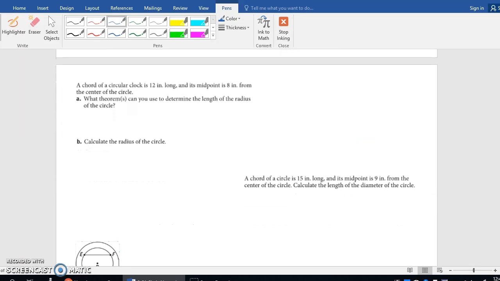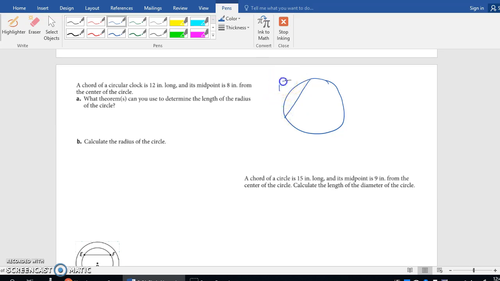So this first problem, a chord of a circular clock is 12 inches long, and its midpoint is 8 inches from the center of the circle. A, what theorem can you use to determine the length of the radius of the circle? So first, I want to draw my image, get a little bit of an understanding of what's going on. So I've got a clock. There's a random chord. Doesn't really matter where you put it.